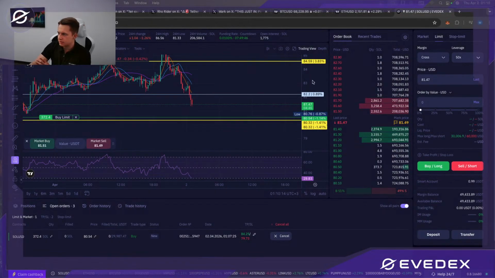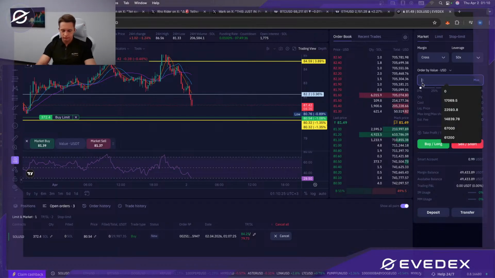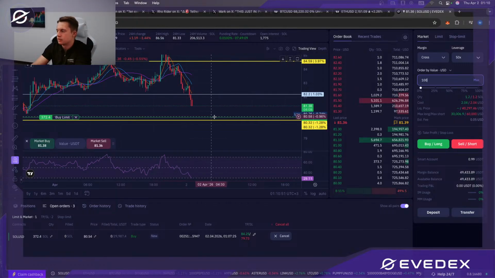You can see where my mouse is, limit, that is the limit order. And market, that is the market order. Say I wanted to go, I'll put in, I don't know, 100, that would be $100, 100 USD. So I have 100 USD, and right now, if I were to buy long, that order will be opened exactly where I opened it.